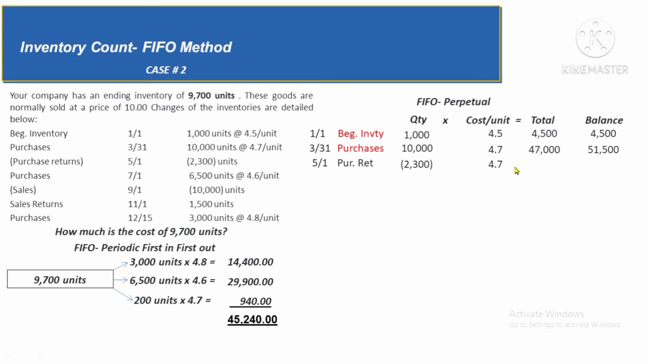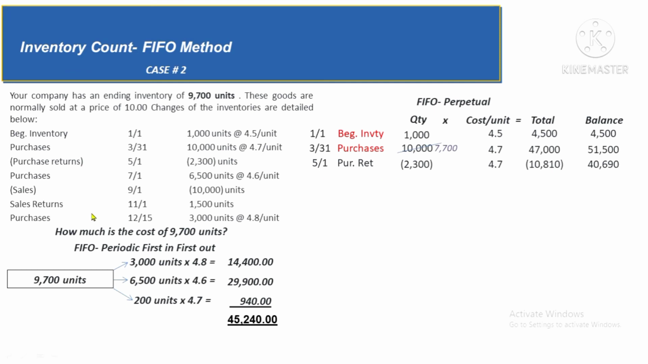So we will have 10,810, and since this is a purchase return and it clearly decreases the inventory, it should be deducted from the running balance, and you will get 40,690. Now, because of these returns, these 10,000 units right here will be deducted by 2,300 units. So the updated quantity for this purchase on 3/31 will become 7,700 units only. So that's it for these purchase returns.